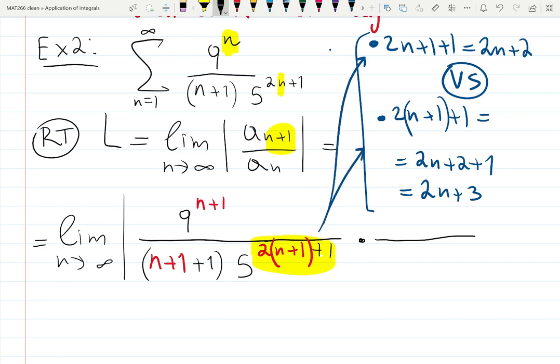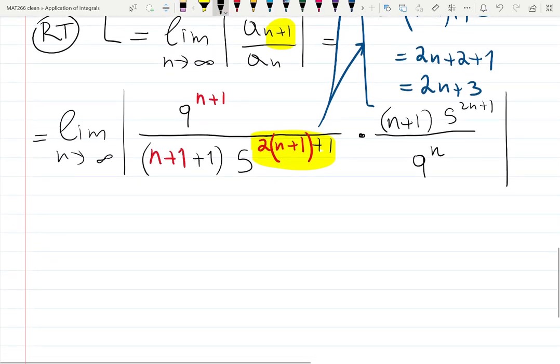So I'm taking the original fraction, which was 9 to the n over 5 to the n, and I put it flipped, with 5 to the n plus 1 in the denominator. See, I just flip it. Put absolute value. You don't need absolute value for this example, but you will need it for others. So it's just nice to put it everywhere, just in case. But if you do understand when you don't need it, it's not a mistake to drop it.